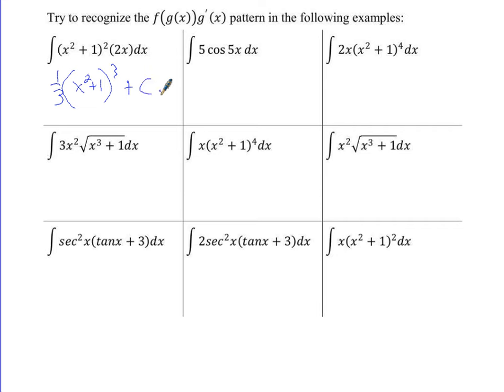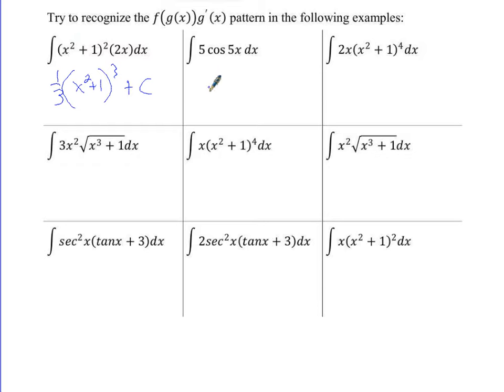So let's check that to make sure that we did it right. If we were taking the derivative of this, then we'd use the general power rule, or the chain rule. The exponent would come down. 3 times 1/3 is gone. What's inside stays the same. Decay the exponent by 1, so you get squared here. And then you multiply in the derivative of what was inside, 2x, which is exactly what we started off with up here. So we did it correctly. This is the right answer.